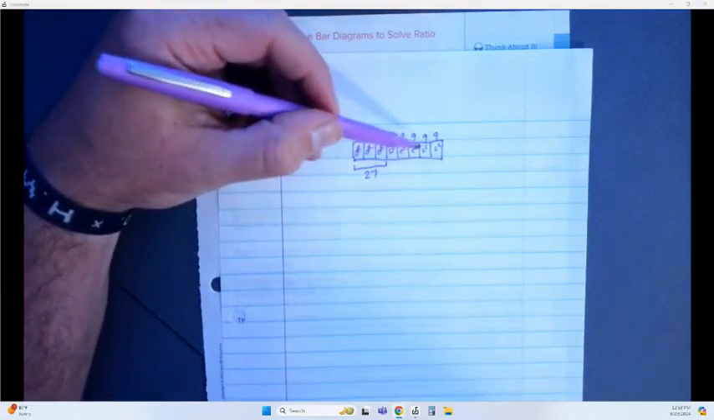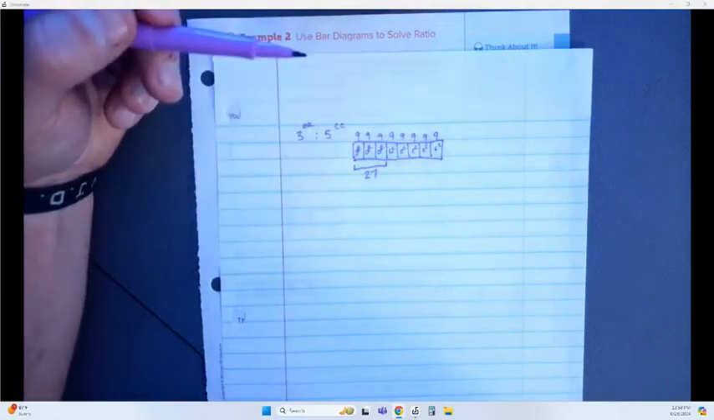So they want to know how many then prefer chocolate chip. Well, I have 1, 2, 3, 4, 5 boxes represented by chocolate chip, and 9 times 5 equals 45. So 45 people prefer chocolate chip cookies compared to the 27 who prefer oatmeal raisin.